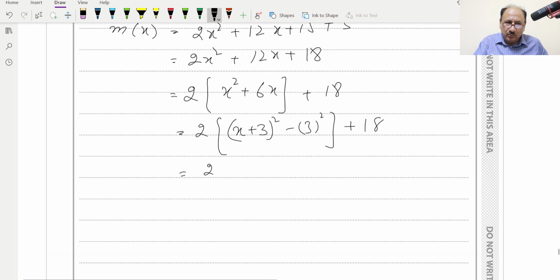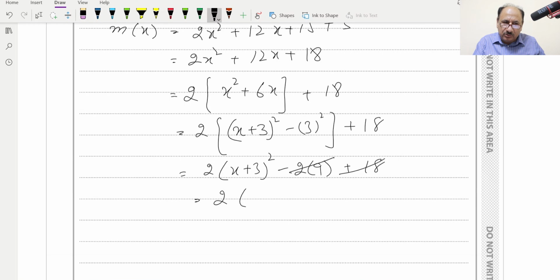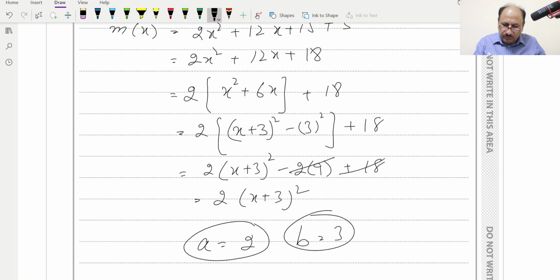Next will be 2 into x plus 3 squared minus 2 into 3 squared, which is 9, plus 18. This will be minus 18 and plus 18, which cancel, so it will be 2 into x plus 3 whole squared, and this is in the same format. A is equal to 2 and b is equal to 3. We can check this is in the same format.